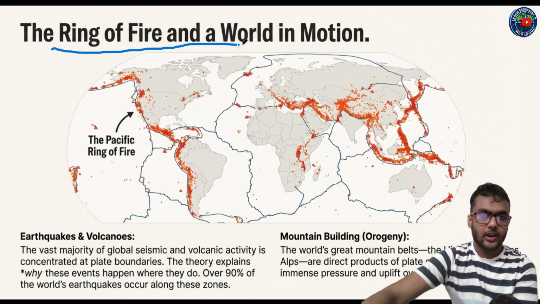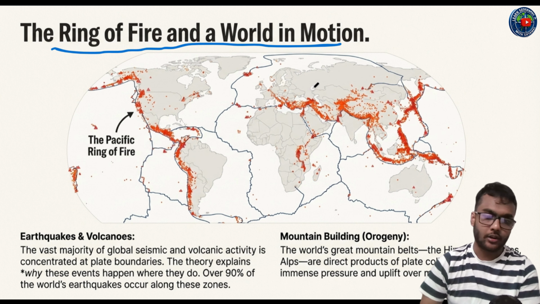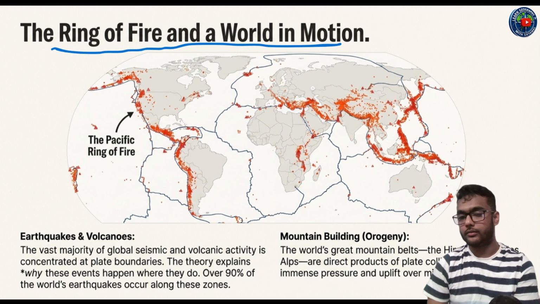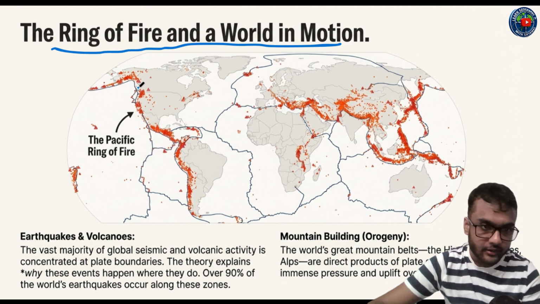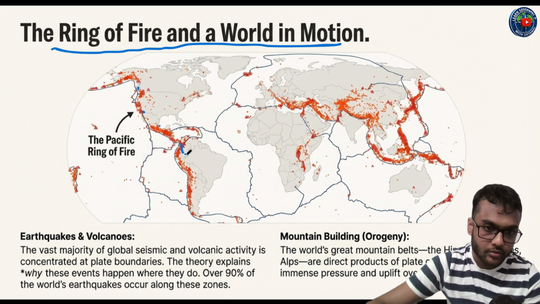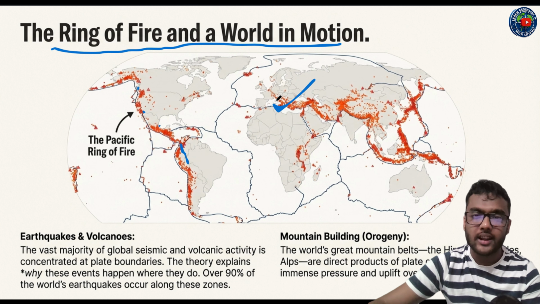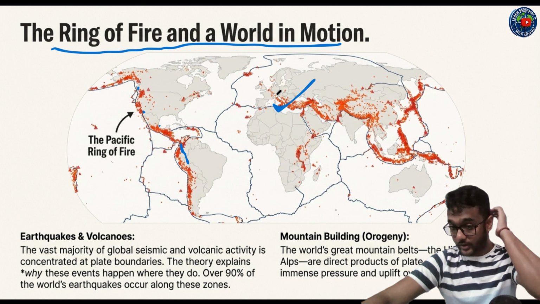The Ring of Fire and a world in motion. The vast majority of global seismic and volcanic activity is concentrated at plate boundaries. The theory explains why these events happen where they do. Over 90% of the world's earthquakes occur along these zones. These red portions are the Pacific Ring of Fire, which means it is a frequent earthquake zone. Earthquakes occur frequently.